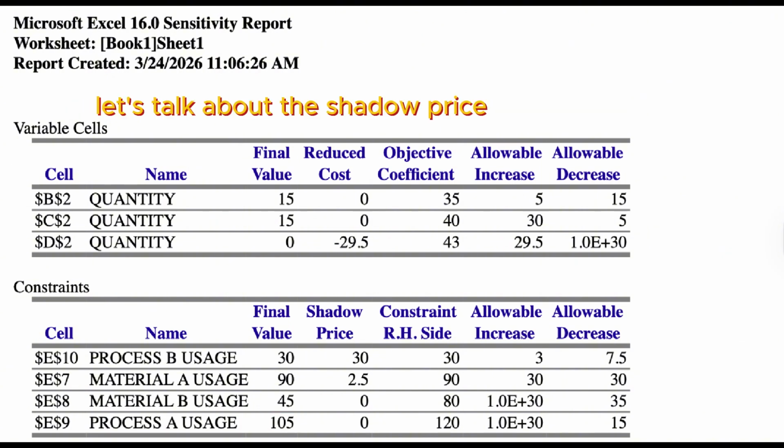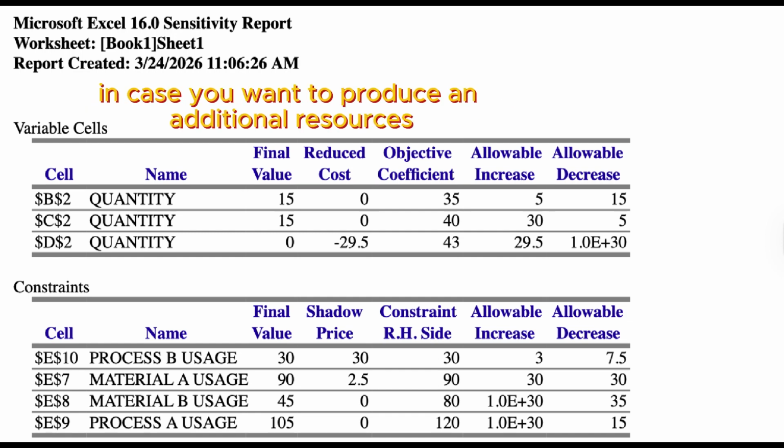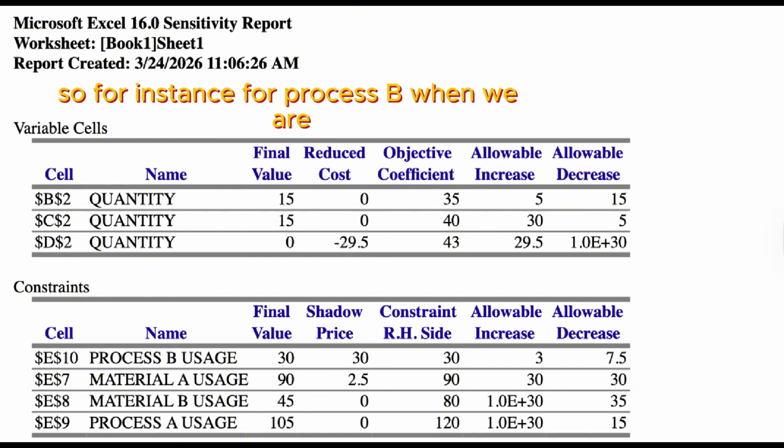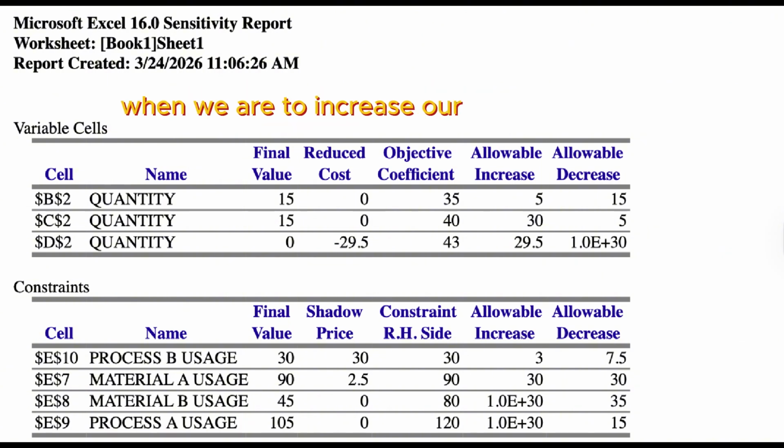Let's talk about the shadow price. The shadow price talks about the amount a commodity will contribute in case you want to produce additional resources. For instance, for process B, when we increase our constraint, that's the right hand side, by a number, assuming 10, then you're going to gain 10 times 30, which is 300, which means our profit is going to increase by 300.